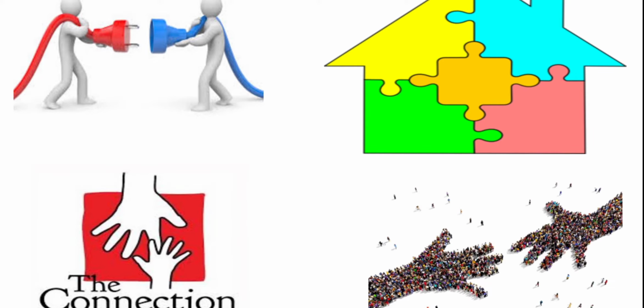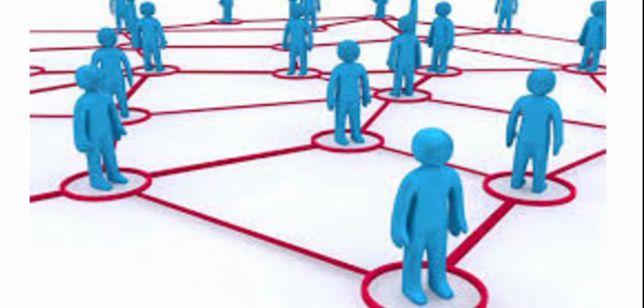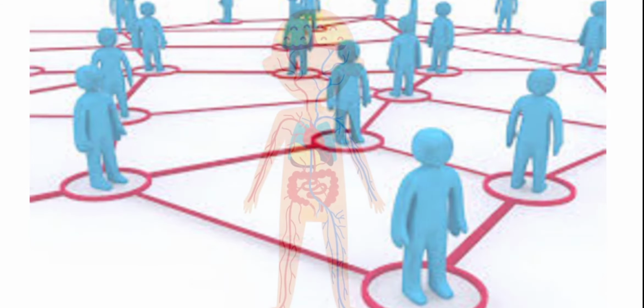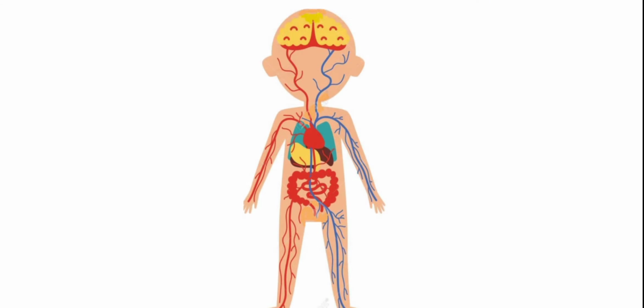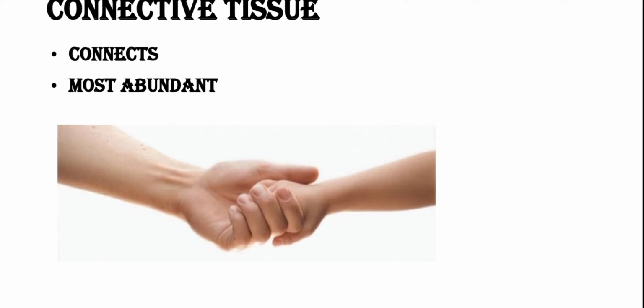We all need connections. Fundamentally, we all are social animals and are connected to each other by some means or other. And in the same way, there are some connections inside our body also. And today, we are going to learn about the tissue that helps in internal connection. Yes, you're right, it's the connective tissue. The connective tissue connects our body and is the most abundant tissue present inside our body.